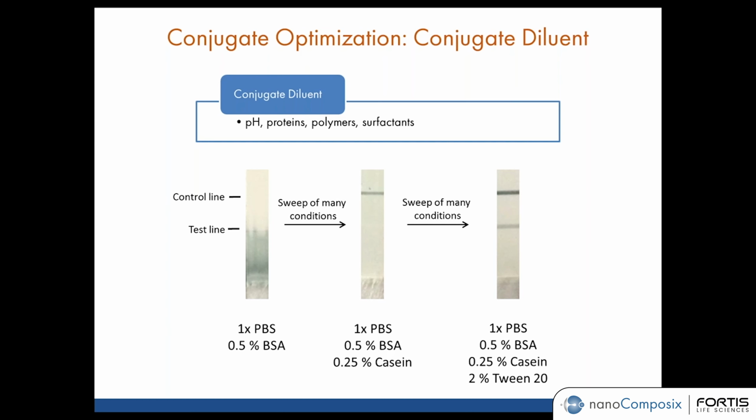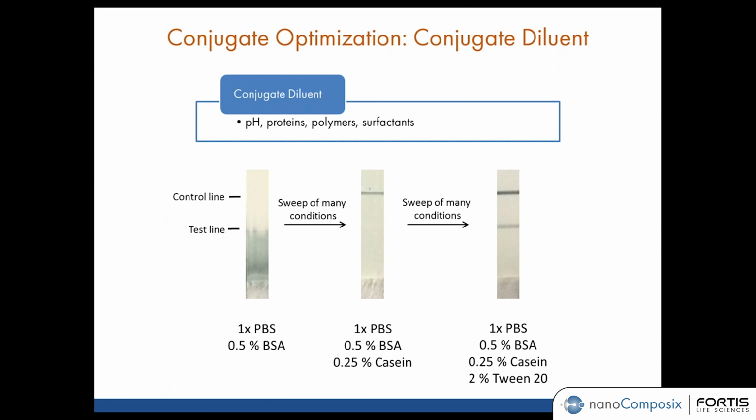Typically, when screening conjugate diluents, we begin our screen with a straight formulation of PBS with a small percentage of BSA. We then screen detergents, proteins, and polymers individually and at varying concentrations in an effort to decrease background and nonspecific binding, promote consistent conjugate release and flow, and to increase the test line intensity with positive samples. In this example, several proteins and detergents were screened, with 0.25% casein as well as 2% tween 20 giving rise to optimal conditions.